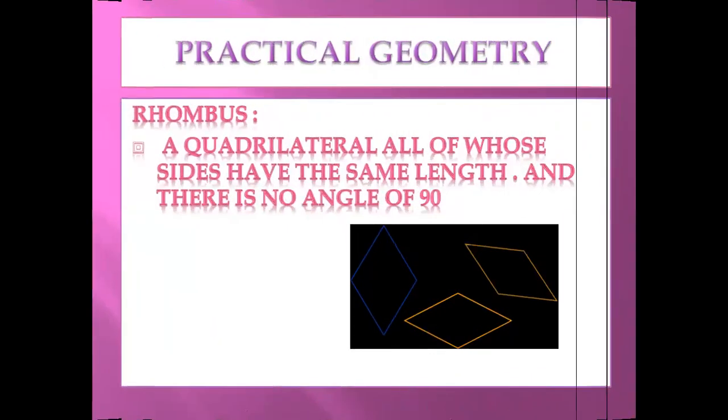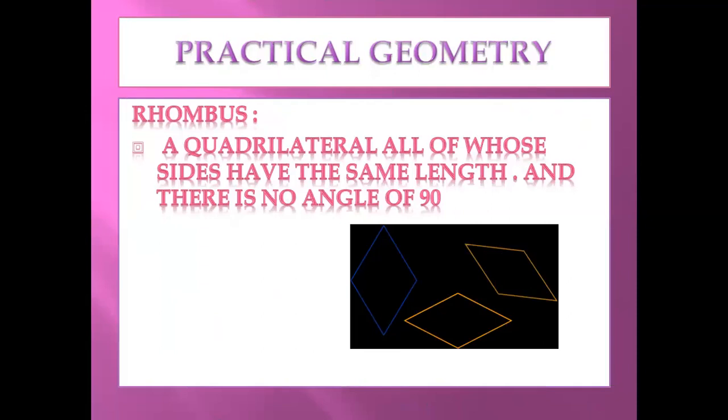Questions number 6 and 7 are both regarding rhombus. Rhombus is also a form of the quadrilateral, a four-sided figure. It looks like a square, but there is no right angle in the rhombus, although all the four sides are equal in measurement. A quadrilateral, all of whose sides have the same length, and there is no angle of 90 degree.